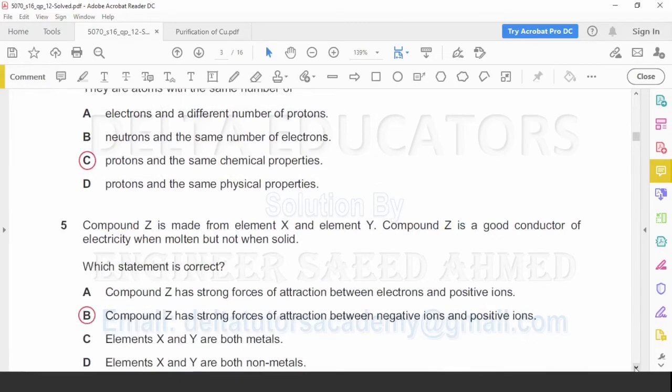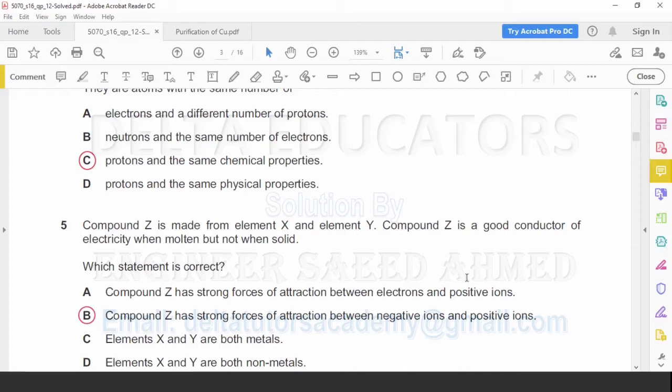Which statement is correct? Option A, compound Z has strong forces of attraction between electrons and positive ions. In an ionic compound, there are no electrons, there are positive ions and negative ions, cations and anions. So option A is incorrect. Option B, compound Z has strong forces of attraction between negative and positive ions. Yes, it is correct. In an ionic compound, between cations and anions, there is a strong force of attraction.